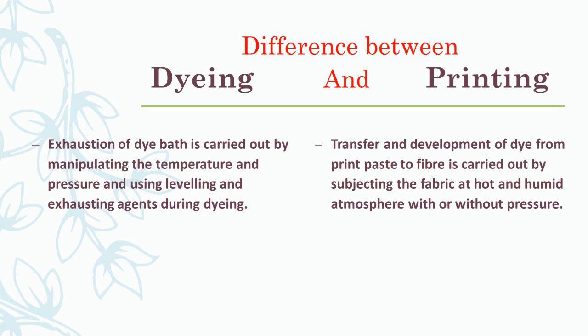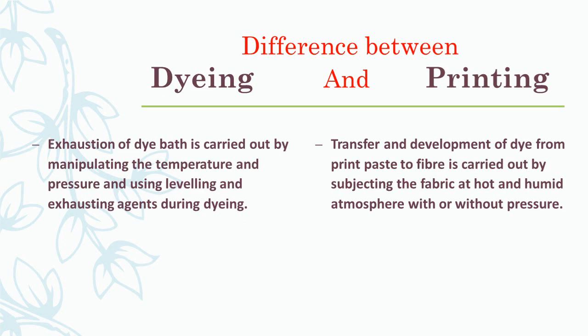These are the basic chemicals to be added in dyeing. These are not special auxiliaries. So this will give us uniform application of color. Exhausting agents are nothing but those agents which assist in increasing the rate of exhaustion. So like salts, those will help in increasing the rate of dye transfer from solution to fabric surface. So it will be carried out by adjusting temperature, pressure, using leveling and exhausting agents during dyeing.